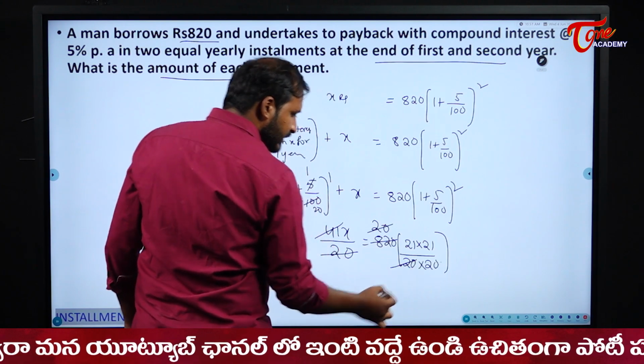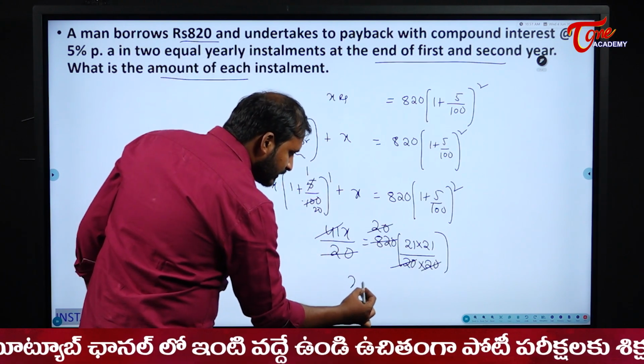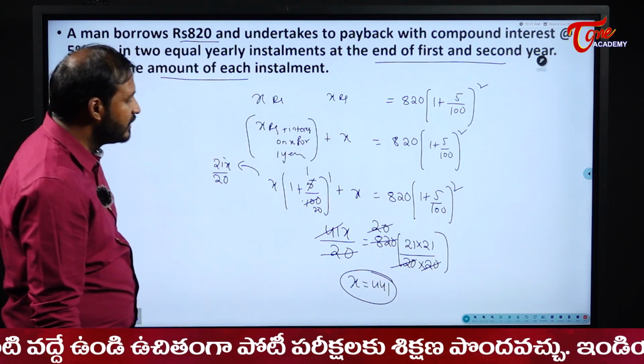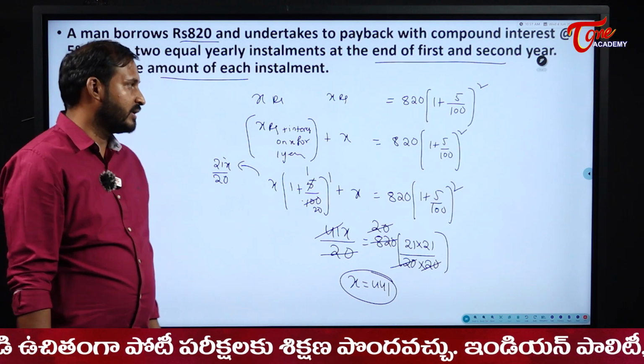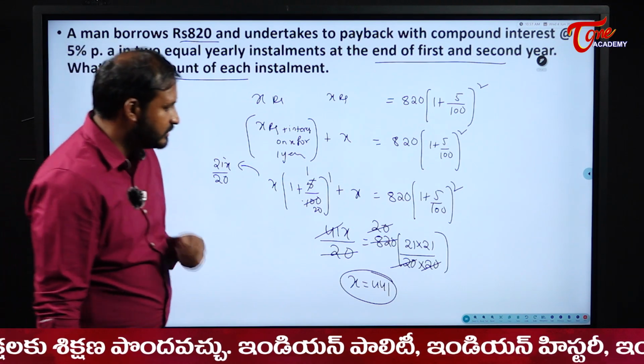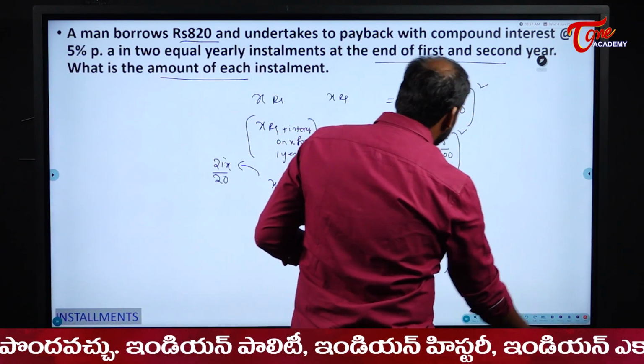So the 20 gets cancelled. So what will the x value become here? 441 rupees. That means every year you need to pay an installment of 441 rupees. Understood? This is the standard procedure and you need to follow this one.